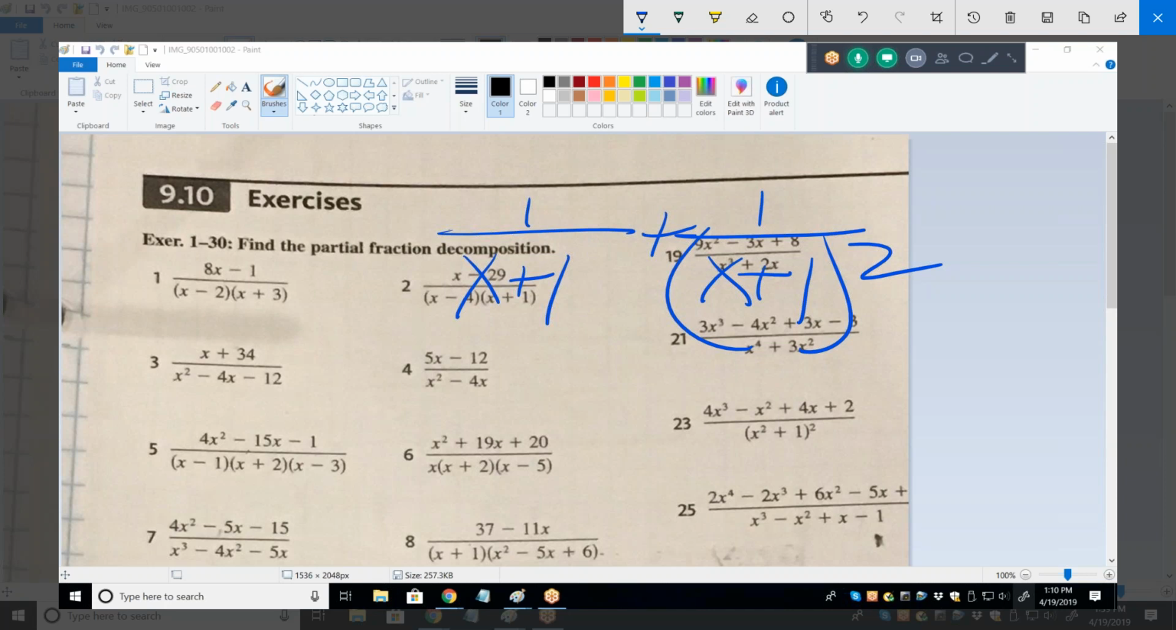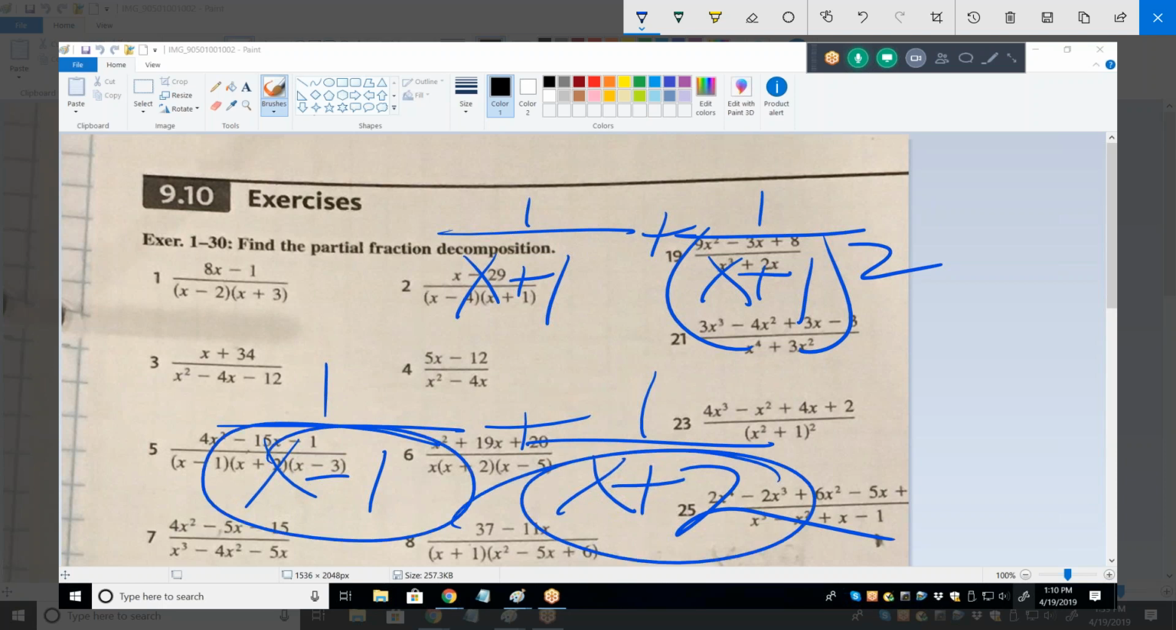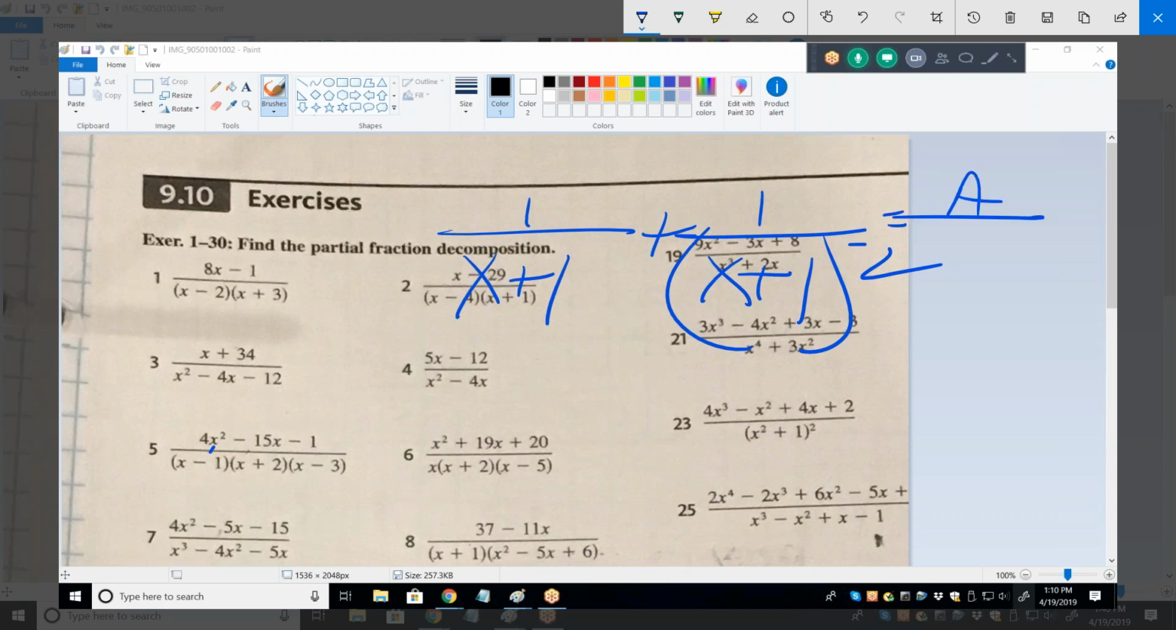In other words, when I had 1 over x minus 1 plus 1 over x plus 2, the common denominator is always that times that. But if you have a linear factor that is being squared, it is the common denominator. In other words, the common denominator here is the right denominator. So it's A over x plus 1 plus B over x plus 1, squared. That's also squared.